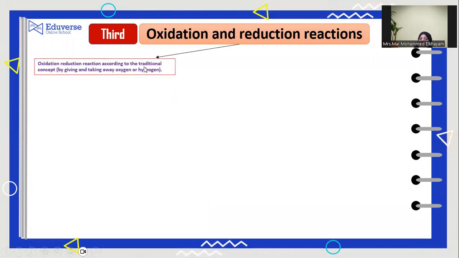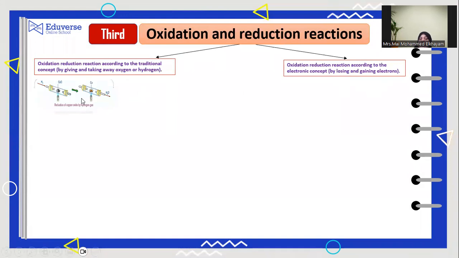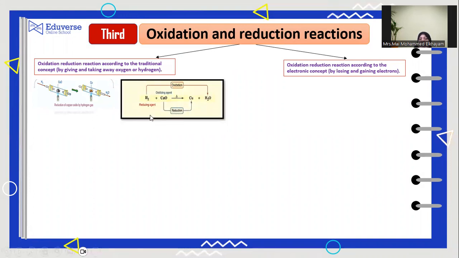According to the traditional concept, which is based on giving and taking away oxygen or hydrogen, or according to the electronic concept, which is by losing or gaining electrons. Let's talk more about this kind of oxidation reduction reaction, the traditional concept. If we have copper oxide, which is black, and we pass hydrogen gas on it, the hydrogen will take the oxygen from the copper oxide, leaving copper, which is red. This is the oxidation reduction reaction.